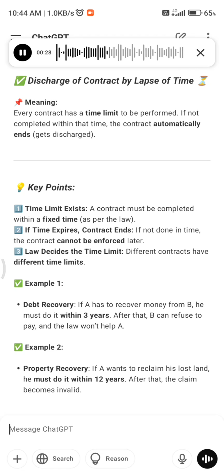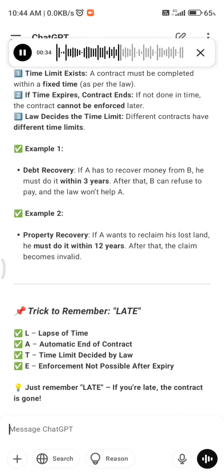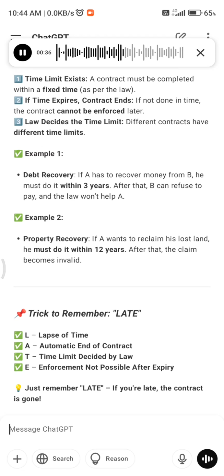3. Law decides the time limit. Different contracts have different time limits. Example 1. Debt recovery. If A has to recover money from B, he must do it within 3 years. After that, B can refuse to pay, and the law won't help A. Example 2. Property recovery. If A wants to reclaim his lost land, he must do it within 12 years. After that, the claim becomes invalid.